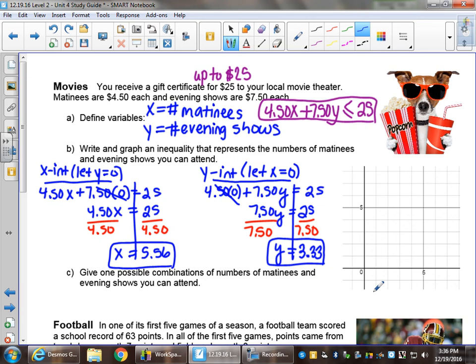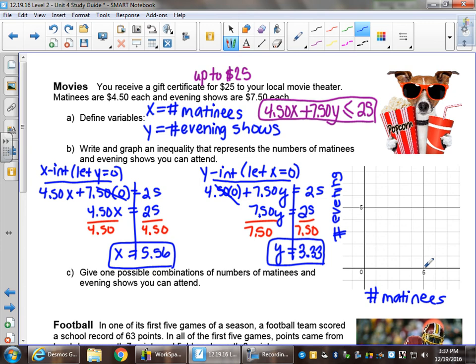For the sake of graphing, let's make sure we have our labels. So number of matinees on the x-axis. Number of, I don't know if I can write sideways, evenings. It's pretty good. Oops, getting carried away there. I'm just going to go with number of evening.